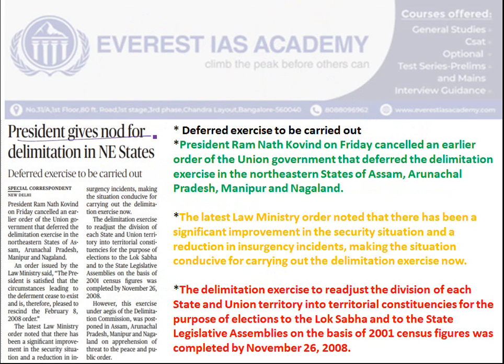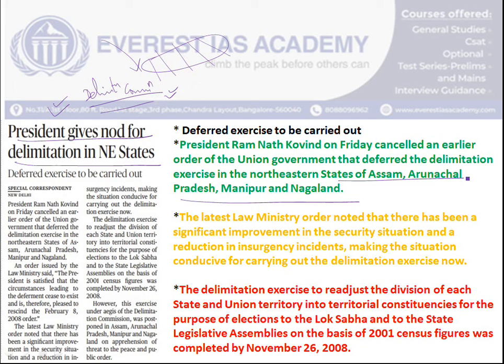So the next article is: President gives nod for delimitation in northeastern states. Basically, friends, there is a commission called the Delimitation Commission, and in a state it will fix the boundaries of the constituencies for the elections. This will be done only by the Delimitation Commission, and recently the President of India has given consent to conduct this delimitation exercise in the northeastern states, specifically Assam, Arunachal Pradesh, Manipur and Nagaland. So these are the 4 states where the delimitation exercise is going to happen.